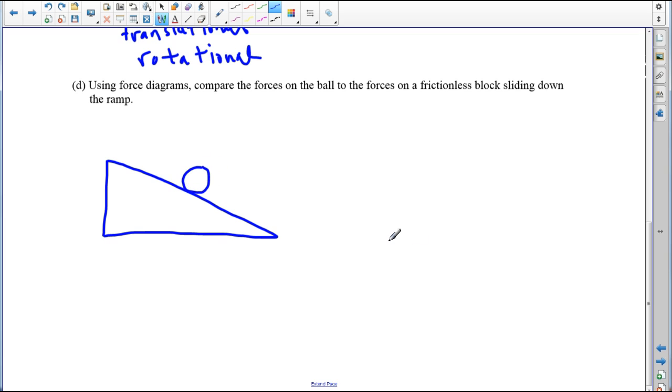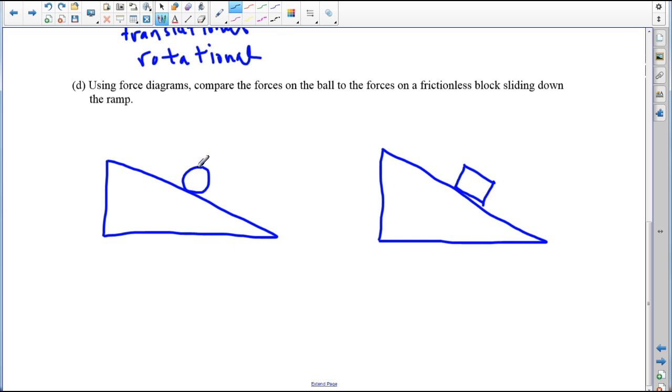Here it is, midway. And then I want to compare that to a block sliding down without friction. Well, we know that gravity acts on both. And let's say that they have the same mass, so they have the same gravity force. I haven't drawn any arrow longer because the mass and force are the same. We also have the normal force, which will be the same for the two objects.